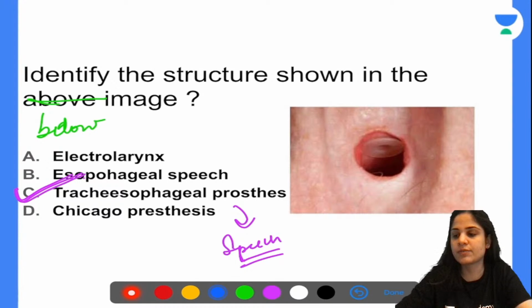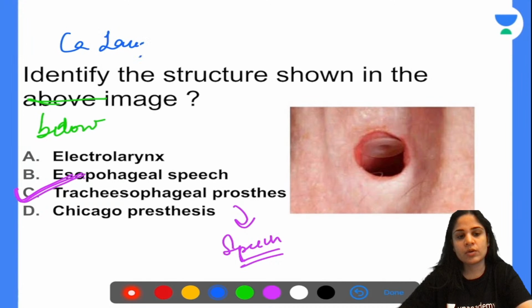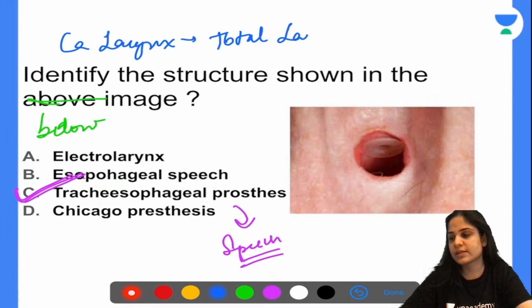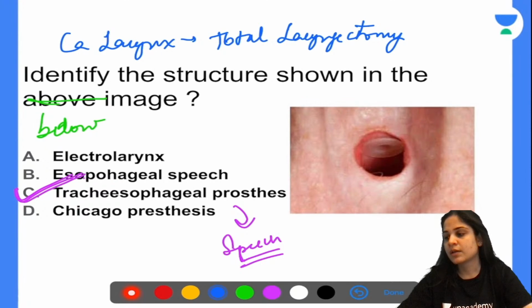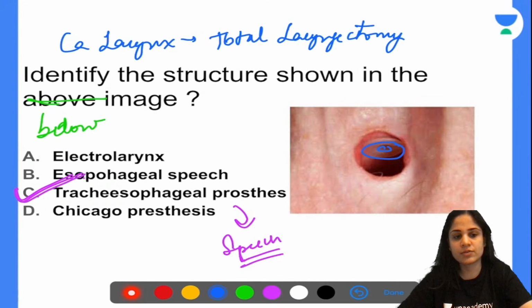Yes, so this is used after CA larynx. In CA larynx, if you do a total laryngectomy, your larynx, which is your voice box, is removed, so after total laryngectomy you're not able to speak at all. So in order to make the patient speak, so that he does not lose his voice completely, you put this tracheoesophageal prosthesis. What it does is that it takes some amount of air from the esophagus and passes it on to the trachea, and it helps in producing speech. So the tracheoesophageal prosthesis is used for producing speech.